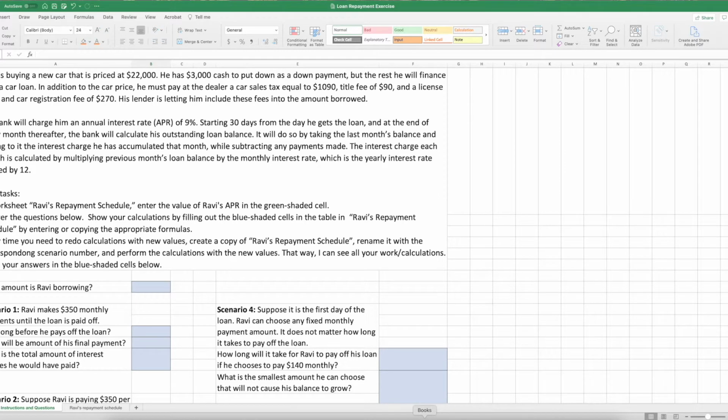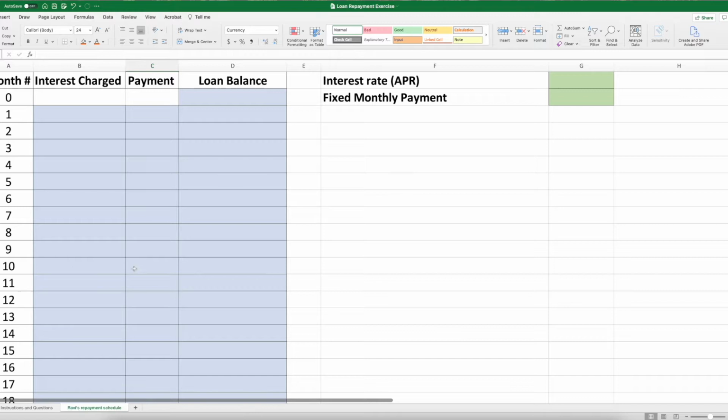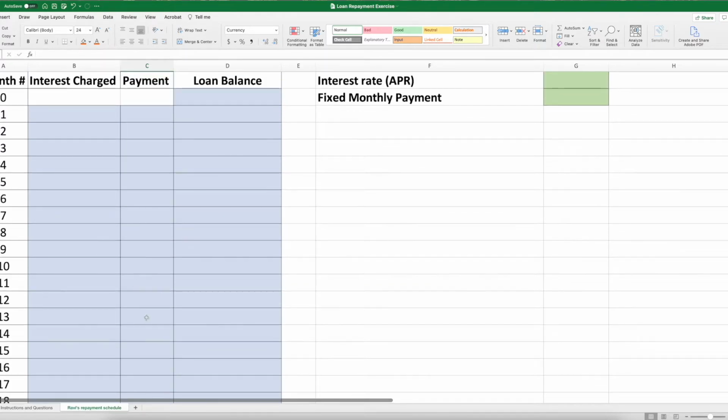Hi. So the Excel file that I'm using for this loan repayment exercise is linked in the description below. I urge you to open that file and do the calculations that I'm doing so that you can follow along better. The file contains two worksheets: instructions and questions, and Ravi's repayment schedule. This is for the calculations, and we'll make several copies of this second worksheet as needed to answer questions.